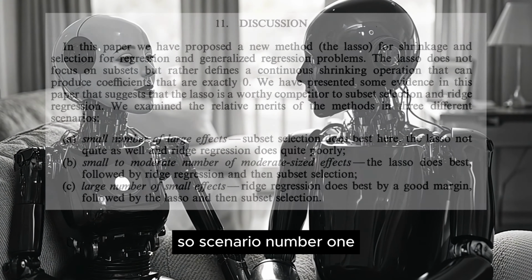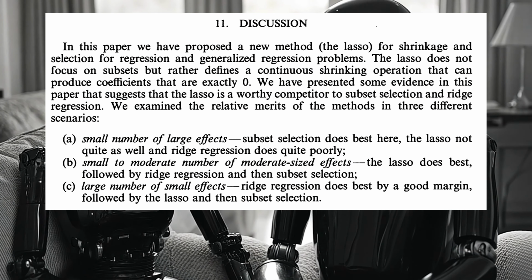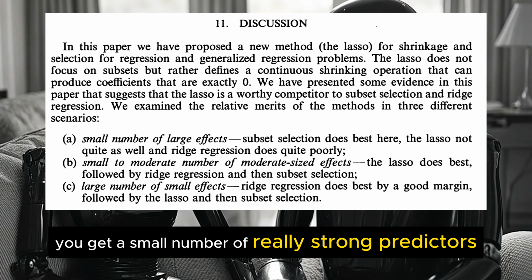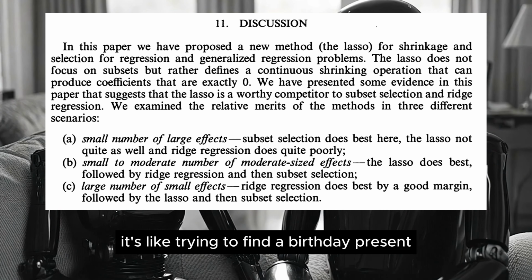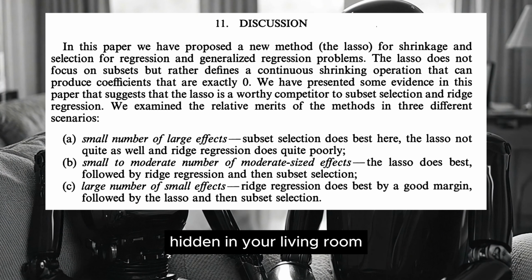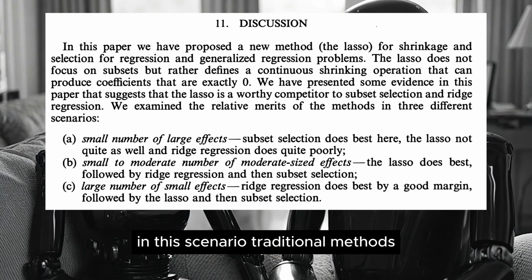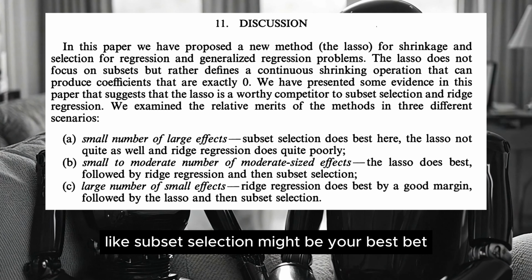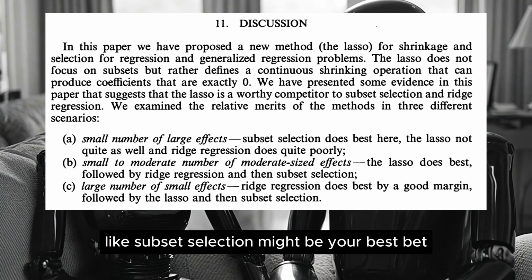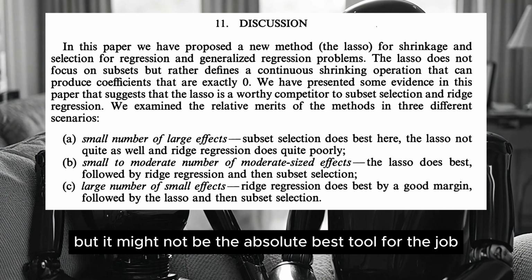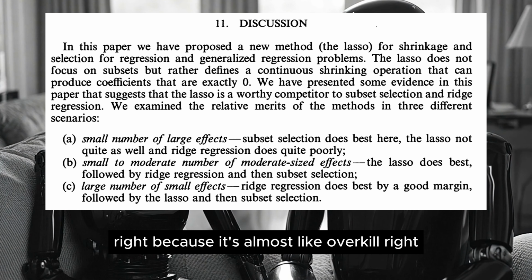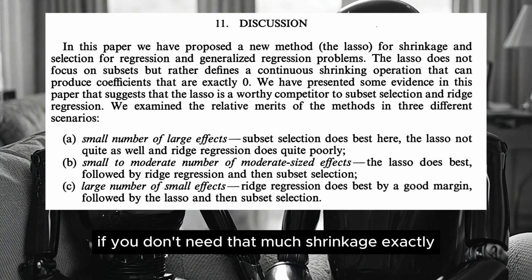Exactly. So, scenario number one. You've got a small number of really strong predictors. It's like trying to find a birthday present hidden in your living room. It's not going to be that difficult, right? Right, it's pretty straightforward. In this scenario, traditional methods like subset selection might be your best bet. The lasso can work too, but it might not be the absolute best tool for the job. Right, because it's almost like overkill, right? If you don't need that much shrinkage.